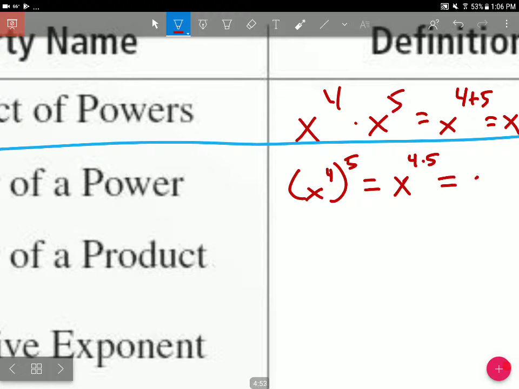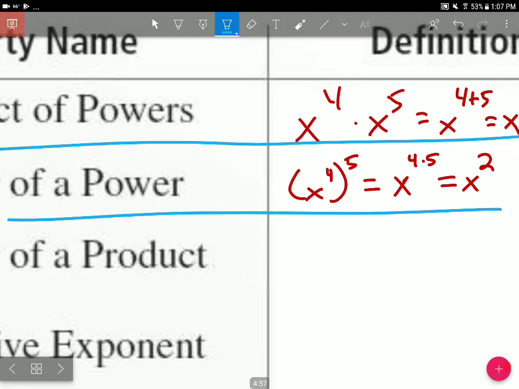So that's x to the 20. Okay? That would be power of a power. Okay? The power of a product.